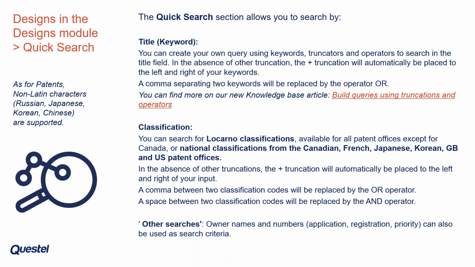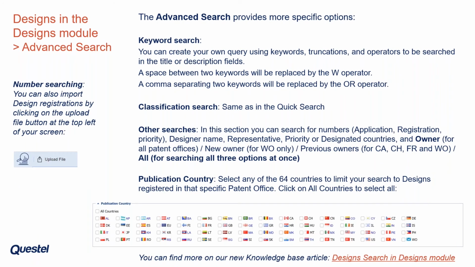It's maybe worth saying that as for patents, non-Latin characters like Russian, Japanese, Korean, and Chinese are supported. Instead, the advanced search provides more specific options, including publication country. 64 countries are currently covered.